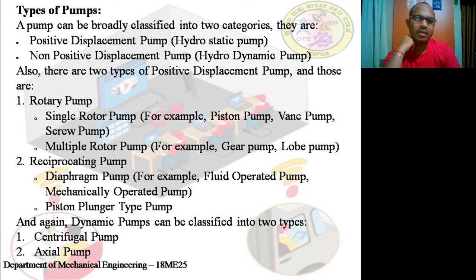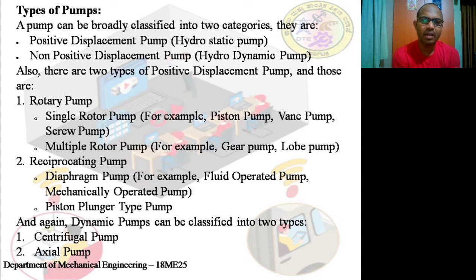Reciprocating pumps can be further classified into diaphragm pumps, for example fluid operated pumps, and mechanically operated pumps are also there. And then the piston plunger type of pump, as I just told you, like a piston and cylinder arrangement, as we will have in IC engines, which we will discuss in the next module.